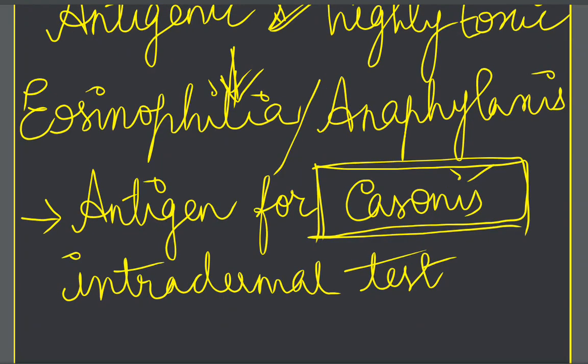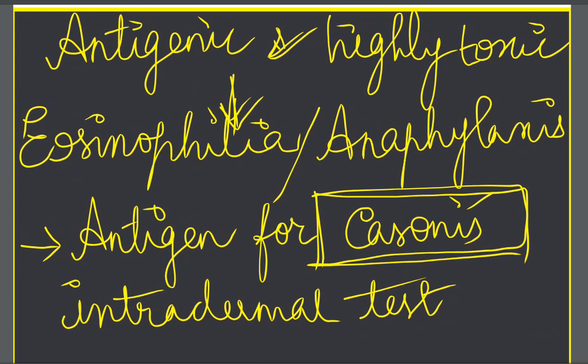Next, hydatid fluid is highly antigenic and it is also highly toxic. So liberation of hydatid fluid into circulation can give rise to pronounced eosinophilia and it may even cause anaphylactic reactions. Another important point is that the fluid can be used as an antigen for Casoni's intradermal test. I will be discussing Casoni's intradermal test in later videos. Here, just remember this now.